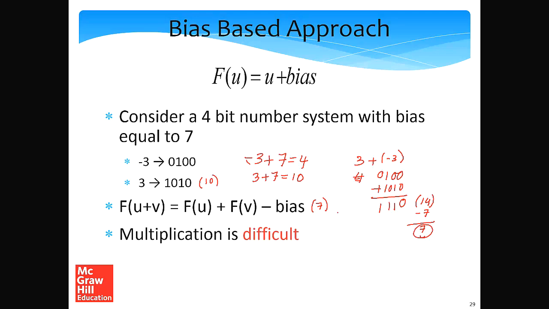And what is 7? 7 is the representation for 0, because in our system, f of 0, the representation of 0, is 0 plus the bias, which is 0 plus 7 equal to 7. So what do we have? We have f of 3 plus minus 3 is equal to f of 0, which is exactly the answer that we wanted. So the advantage of this system is that there is only one representation for 0, which is the bias, and two representations are not there.